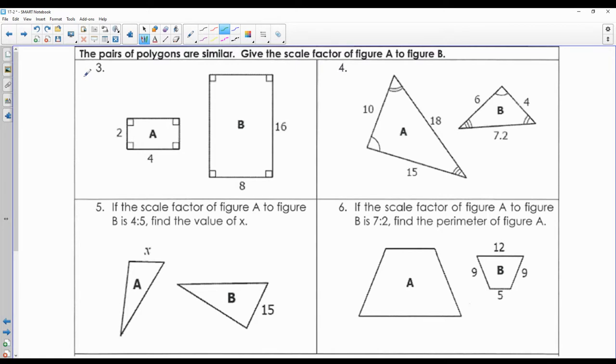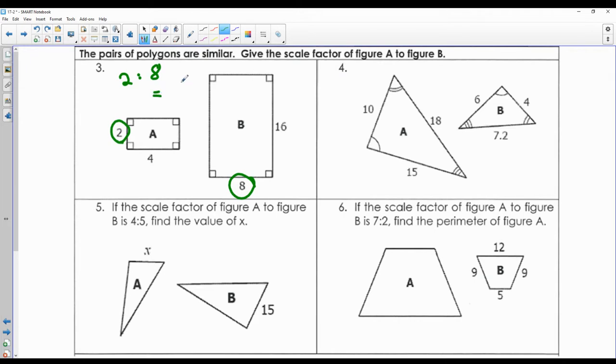Here we've got, give the pairs of polygons that are similar. Give the scale factor of figure A to B. Again, guys, you only need really one side. So when you look at this, if they tell you that they're similar, just make sure that you put A first. Okay, so 2 and 2, we're just going to put that on the top, 2, and then look at your smallest one, which is an 8 over here, so it's going to be 2 to 8.